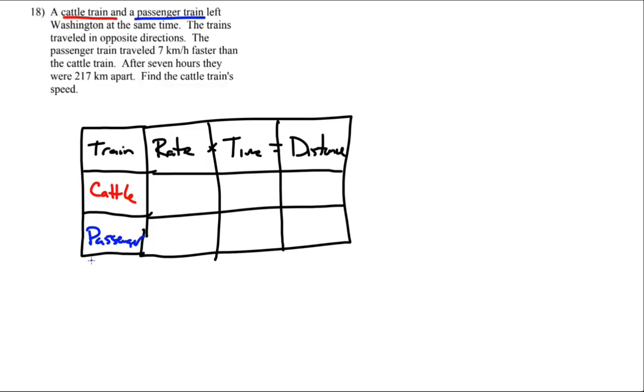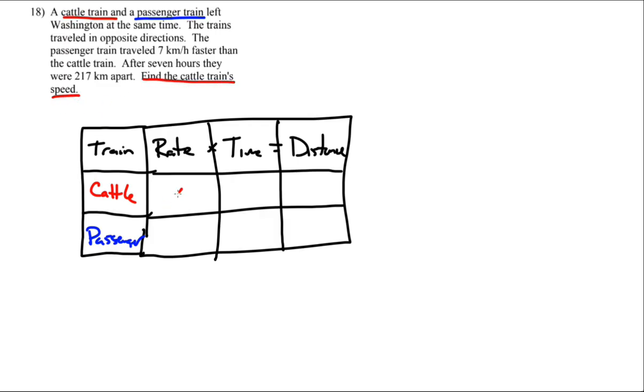Passenger, okay. So what we know is that they leave at the same time, and that they're going in opposite directions. Okay, so the passenger train traveled 7 kilometers an hour faster than the cattle train. So we don't know what the cattle train's rate is. That's what we're trying to find. Find the cattle train's rate speed.